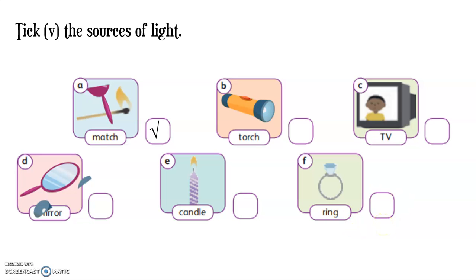Good job, A. You can tick A, match. And then, torch. Good job, B, tick. And then, the last one. Oh, not the last one, but TV. Good job. You can tick TV. And then the last one. Good job, candle. Yes, give applause to us.